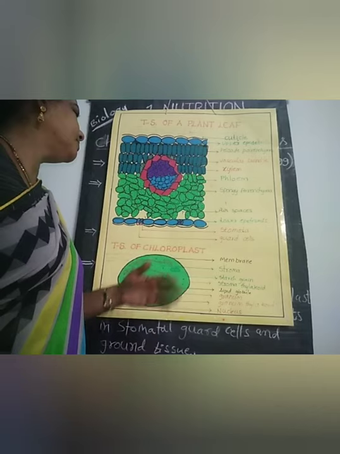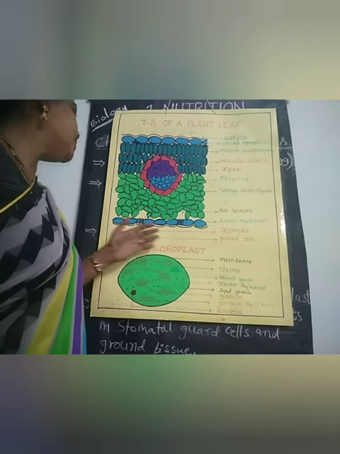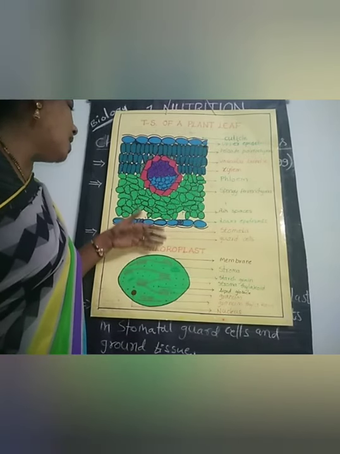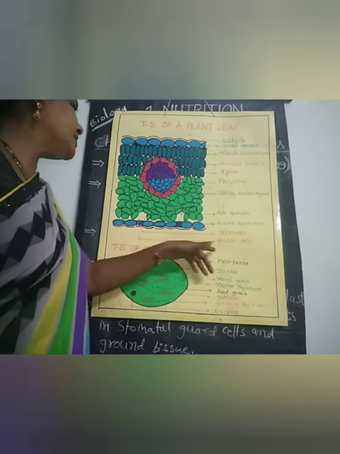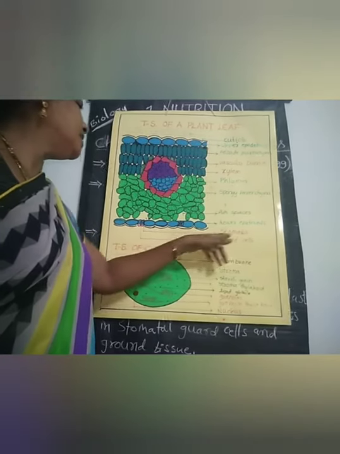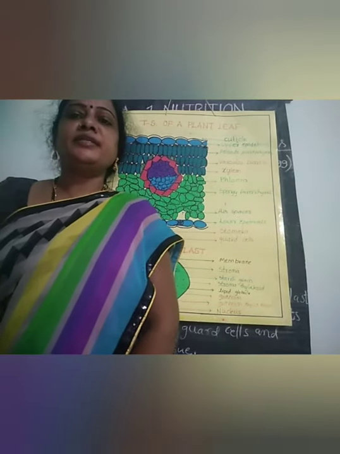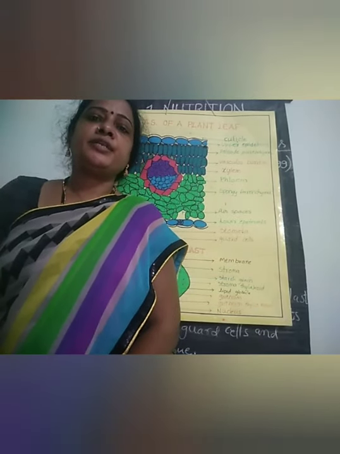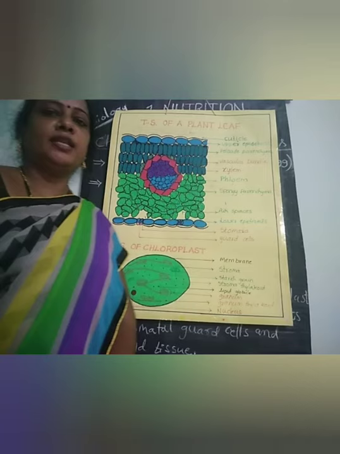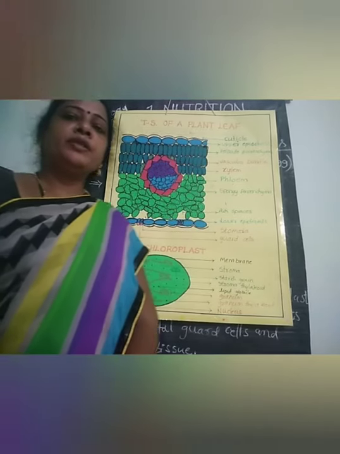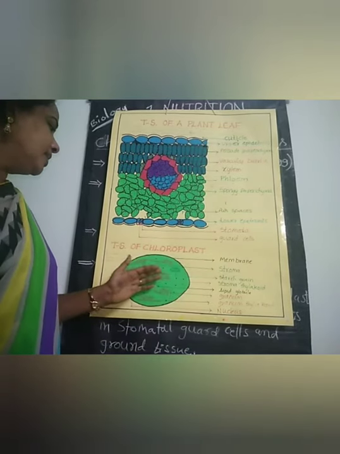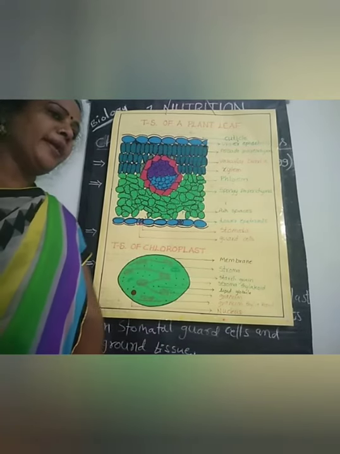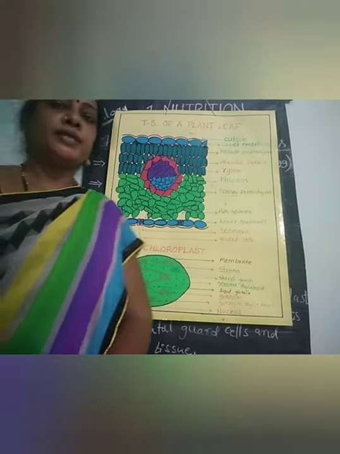So stomata help in the exchange of gases from outside to inside and inside to outside. These guard cells are giving protection to the stomata. Until 1954, a lot of scientists tried to separate the chloroplast from the cell. But in 1954, Daniel Arnon could separate the chloroplast from the cell, and he observed the structure of the chloroplast under the electron microscope.